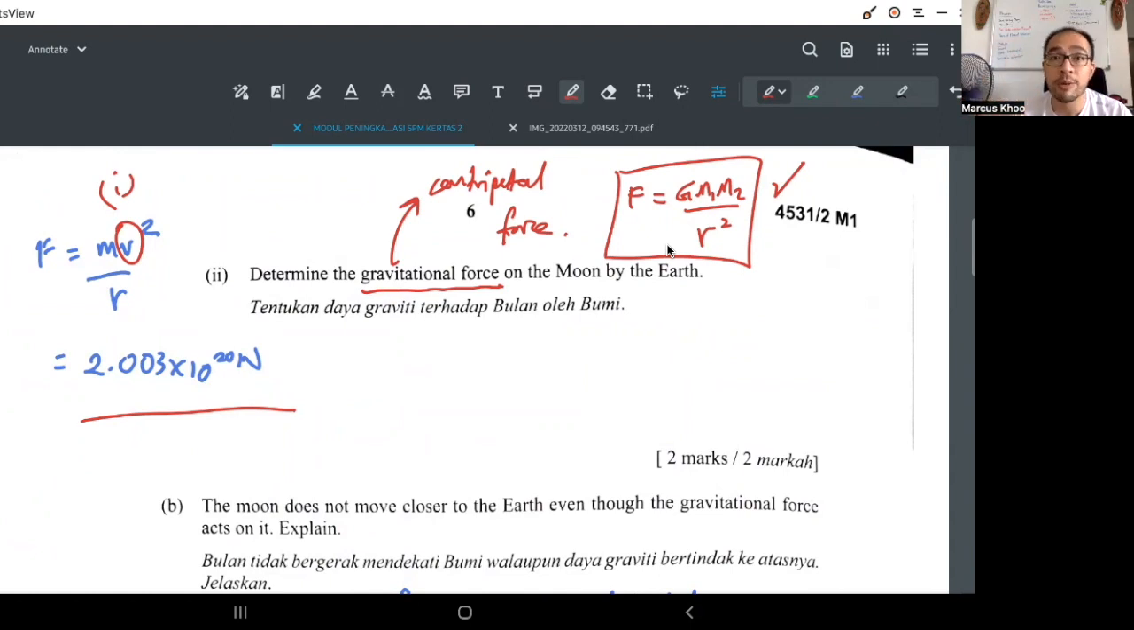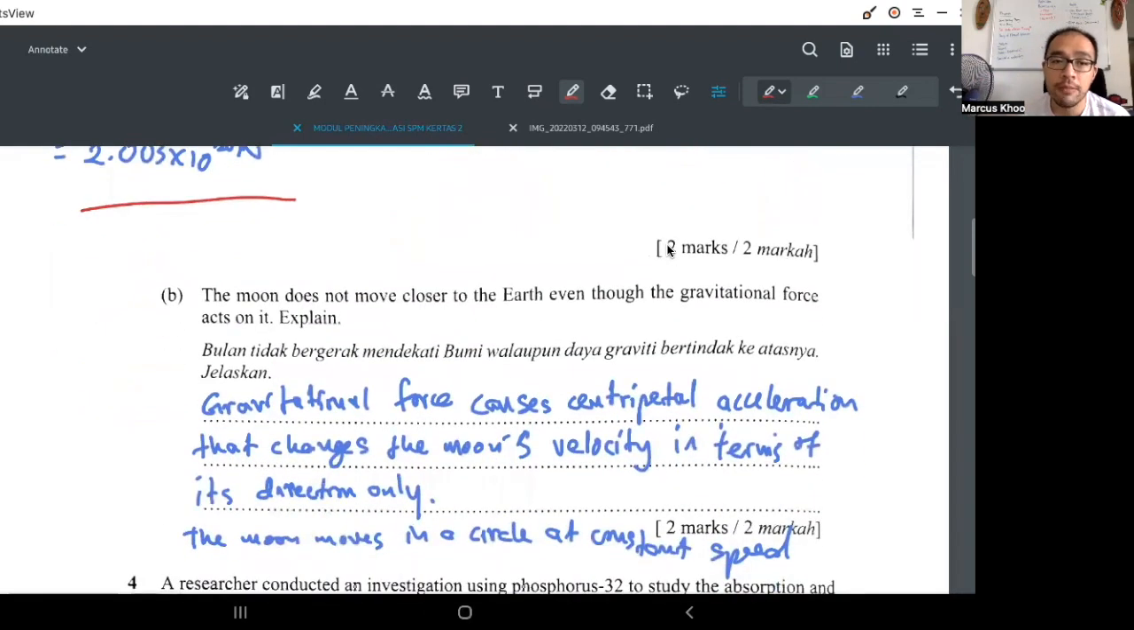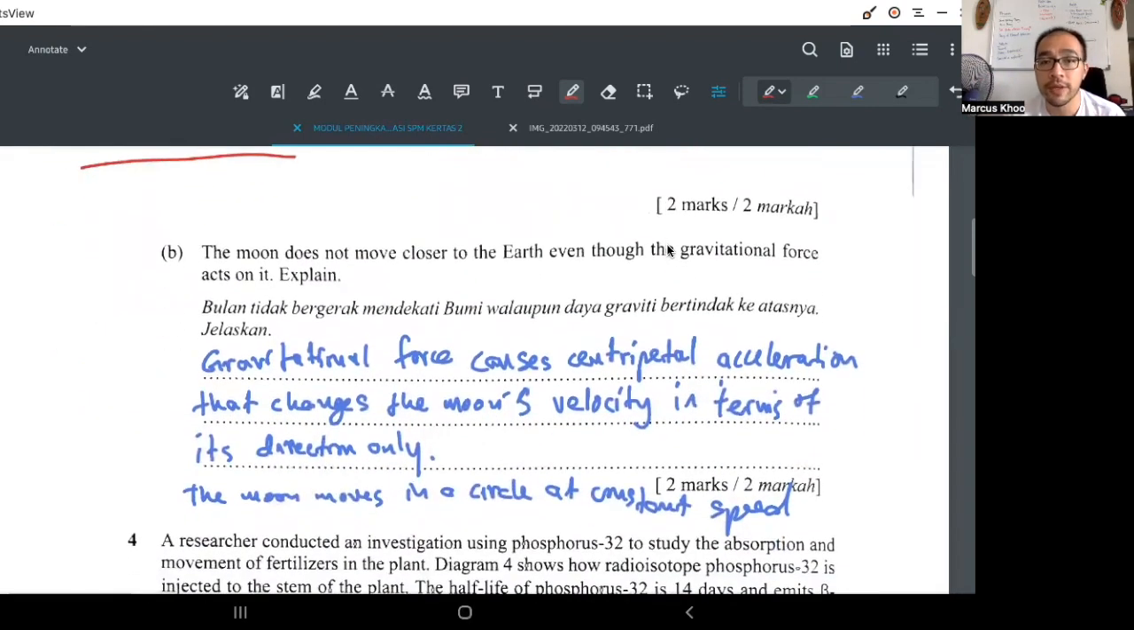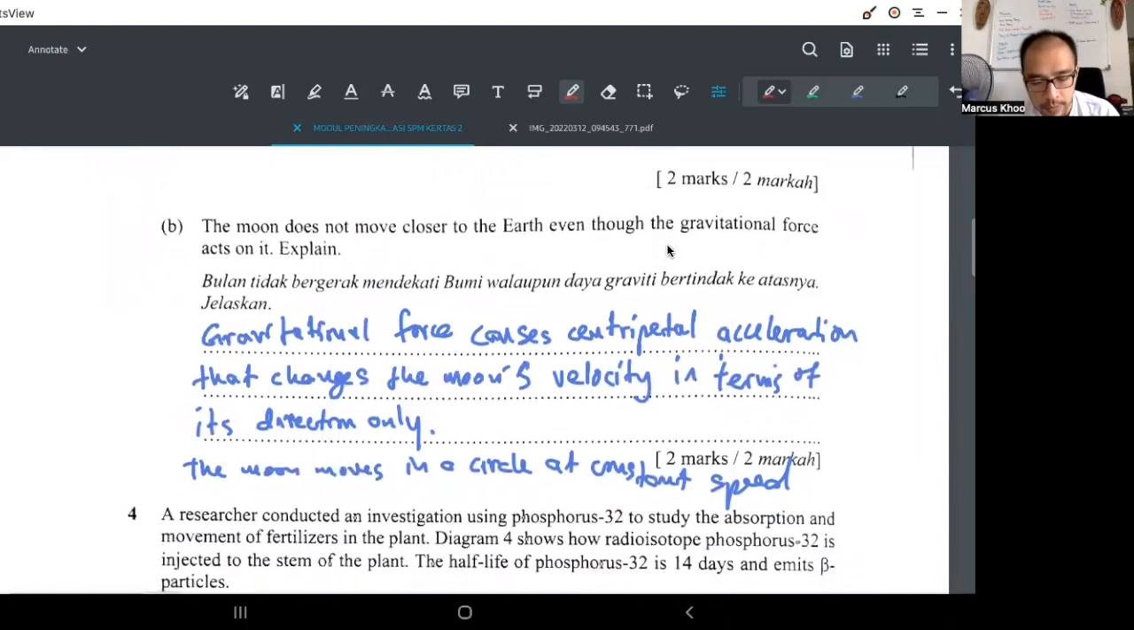Okay, and of course the problem with gravitation is that there are so many formulas, and they kind of overlap one another. So we want to be careful with that. The moon does not move closer to the Earth, even though the gravitational force acts on it. I didn't want to waste time, so I gave the answer here. Gravitational force causes a centripetal acceleration. This is the first point.